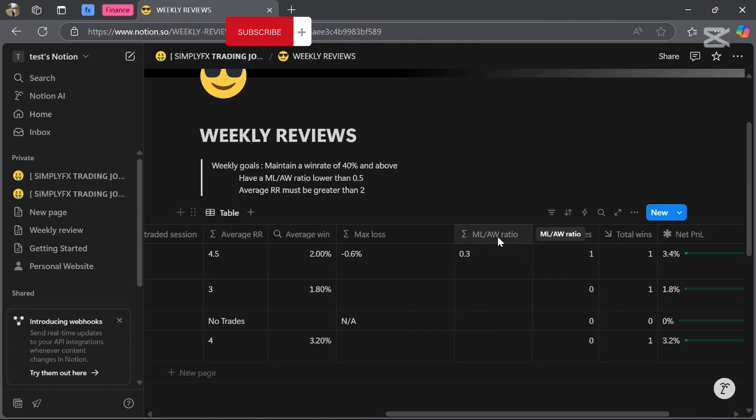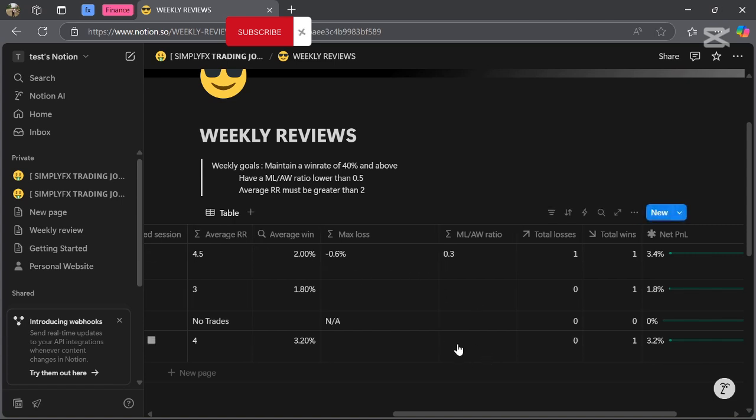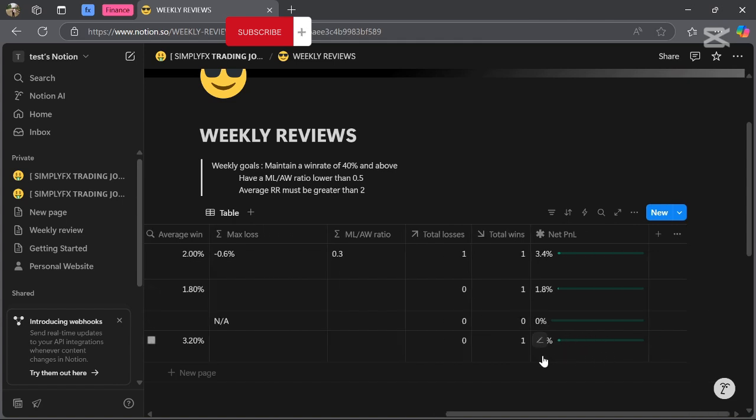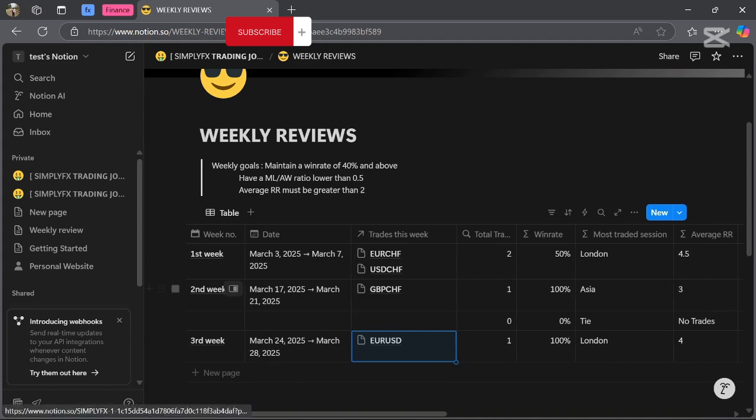And our ML/AW ratio is just the maximum loss to average win ratio. So you should try and keep it lower than 0.5 because it indicates that your average win is higher than your maximum loss, which is a very good thing. We don't have any because we don't have any loss. Total loss is 0, total wins 1, and our net P&L is 3.2%. If you had a loss that week, but let's add one now.